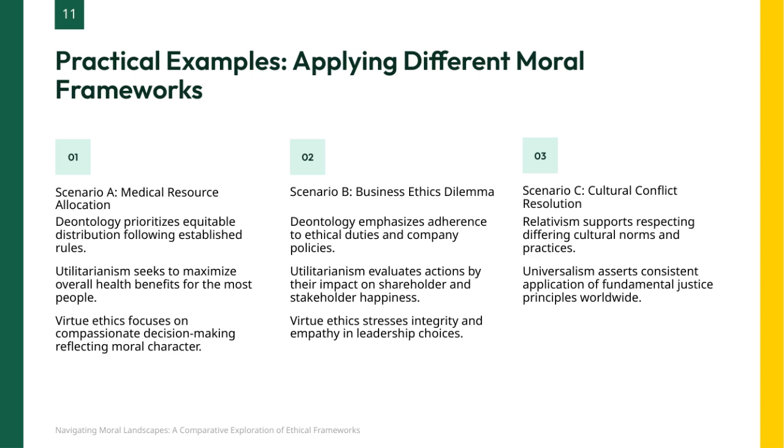Finally, Scenario C addresses cultural conflict resolution. Here, relativism plays a key role by supporting respect for differing cultural norms and practices. On the other hand, universalism advocates for applying fundamental justice principles consistently across all cultures. This comparison helps us see how moral theories can both clash and complement each other in complex real-world situations.